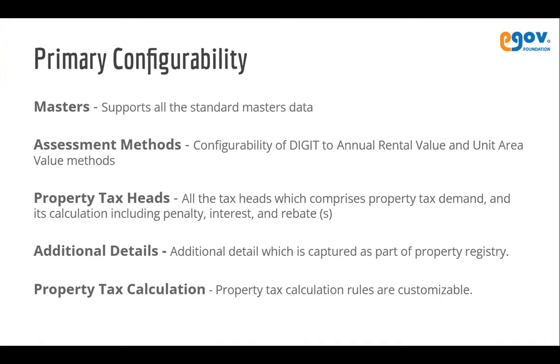And property tax heads, all the heads are configurable. So maybe in one implementation there are only a few heads which are applicable, like only general tax and water tax as a property tax. In another implementation, it could be more than 2, 3, 4, up to 13, 14 heads. They combine to constitute a property tax. So all the heads which are applicable to property tax are configurable, along with calculation of penalty, interest, and rebates. Any additional detail is also configurable, and that will be captured as part of the property registry. Property tax calculation is also customizable.